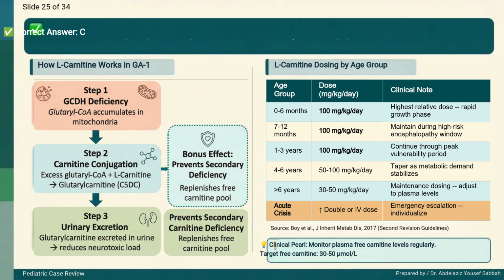The dose for infants up to 3 years is 100 milligrams per kilogram per day. During acute crisis, the dose should be doubled or switched to intravenous administration. Target plasma-free carnitine is 30 to 50 micromoles per liter.